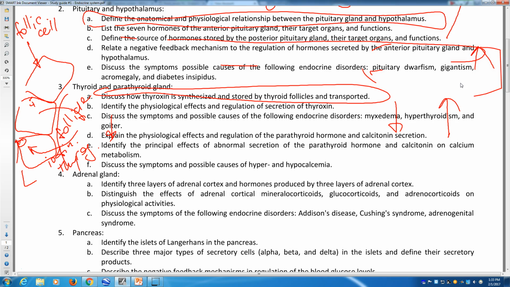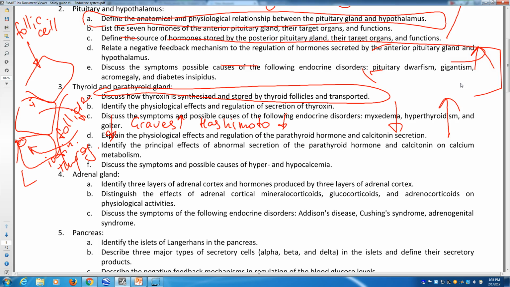Now, always think about it. If we have high thyroid hormone, what are the levels of TSH and TRH? Low. If we have low thyroid hormone, they're going to be high. So think about that teeter-totter. Is that clear? I want you to know the words Graves and Hashimoto.